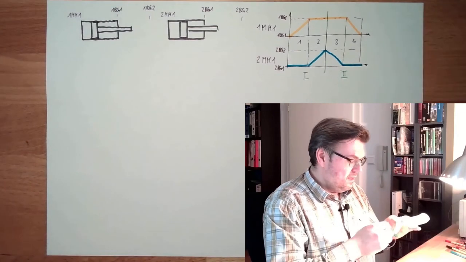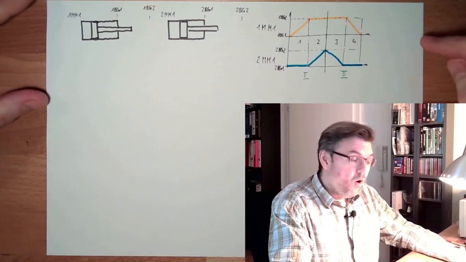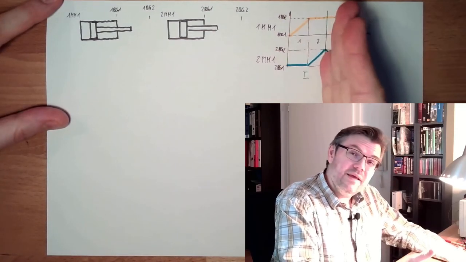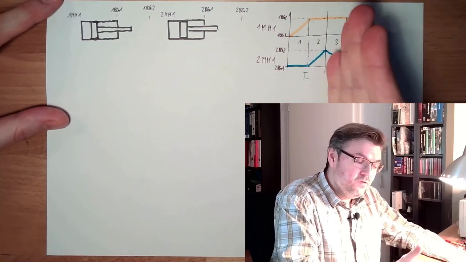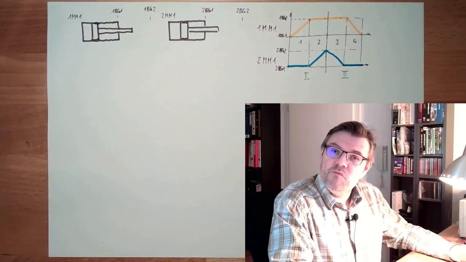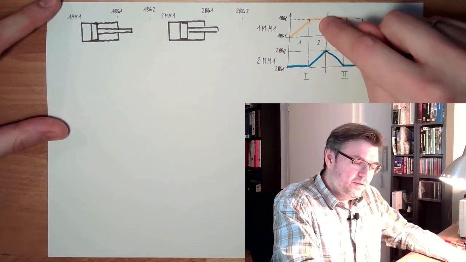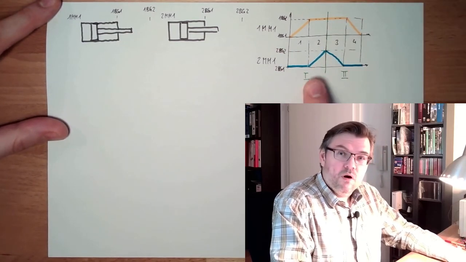And I can now do one linked control for area 1, one linked control for area 2, and I'm done. The only thing I need to take care of is that at the right point in time, I switch from area 1 to area 2.